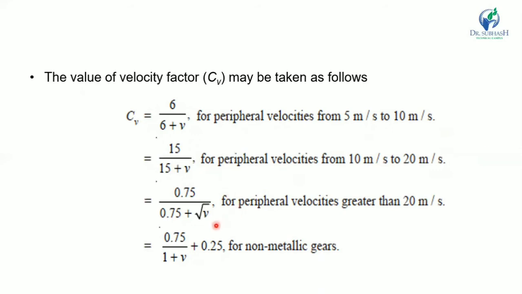And for peripheral velocities greater than 20 meter per second, the value of velocity factor CV is given by 0.75 upon 0.75 plus root V. And for the non-metallic gears, the value of velocity factor is given by 0.75 upon 1 plus V.